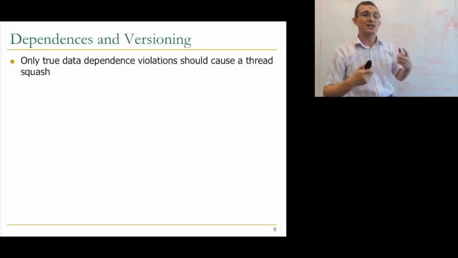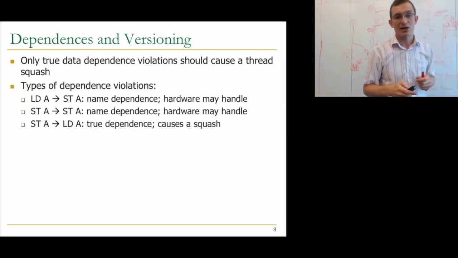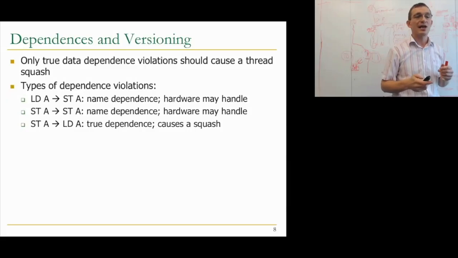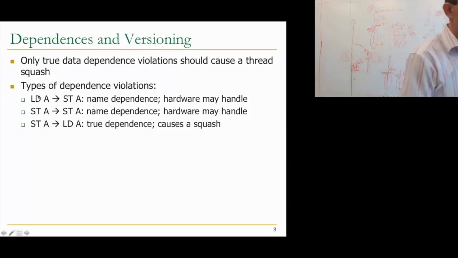Okay, dependencies and versioning. Only true data dependence violations should really cause a thread squash, right? It makes sense. There are types of dependence violations. Let's say you have, in this case, I denote load A and store A. This is the later thread, let's say. The earlier thread does a load to A, later thread does a store to A.